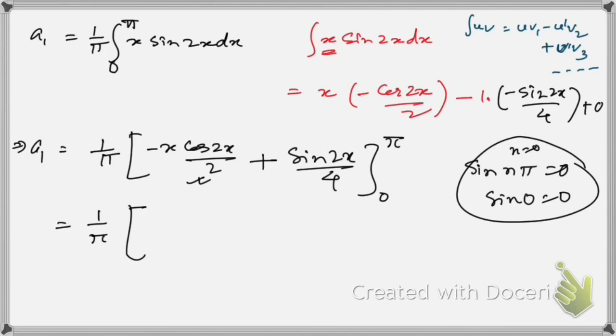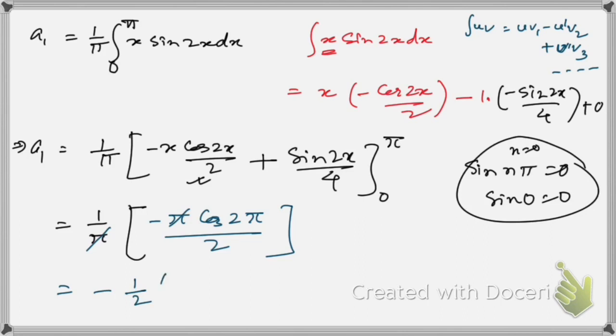If you put the upper limit here, you're going to get minus pi cos twice pi by 2, and if you put the lower limit here, x into 0, 0 into anything will be equal to 0, right? X will be equal to 0. So that's what you have got. Here you can see clearly that this pi cancels, right? And this is minus 1 by 2, and cos twice pi is nothing but minus 1 whole to the power 2, so that's going to be plus 1. So we have got minus half, right? So we have got a1.